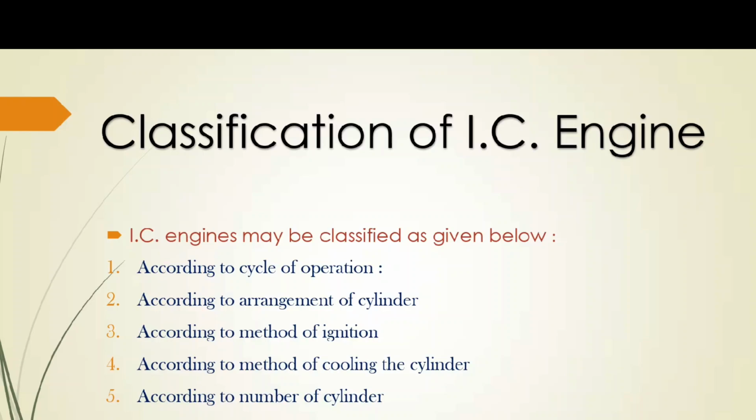So according to the method of ignition, we can classify the IC engine into SI engine and CI engine. According to the method of cooling the cylinder, cooling is necessary for IC engines. If the atmospheric air only is used to cool the engine, it is called an air cooling engine. In all two-wheelers, we are using the air cooling system.